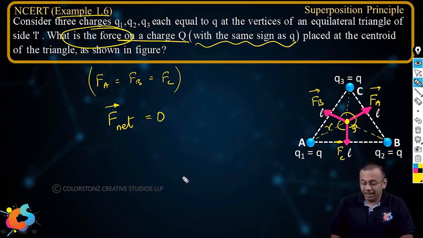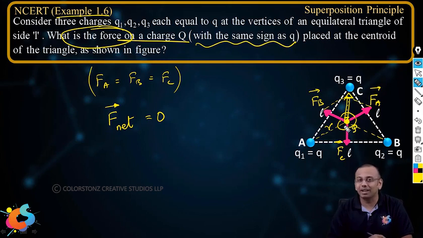Okay. If you do want to calculate and find out, you will have to apply the parallelogram law here. So you complete the parallelogram and you'll see that the resultant of FA and FB comes out like this, which is exactly opposite to FC, and it will also be equal in magnitude to that. And that is how the net force on that charged particle becomes 0.